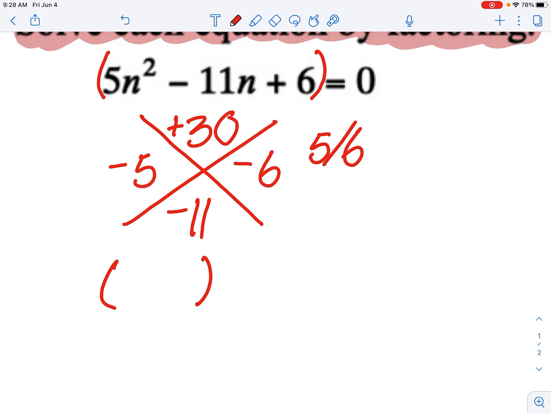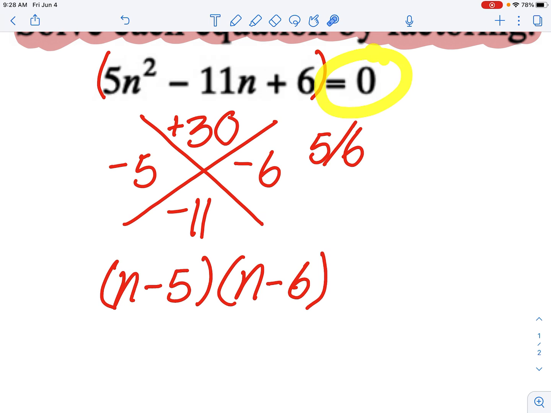So, as we do, set up 2 parentheses, right? And we're dealing with n squared here, right? So we're going to say n and n. And then I'm going to bring down minus 5, and I'm going to bring down minus 6. And again, let us not forget our equals 0 part.